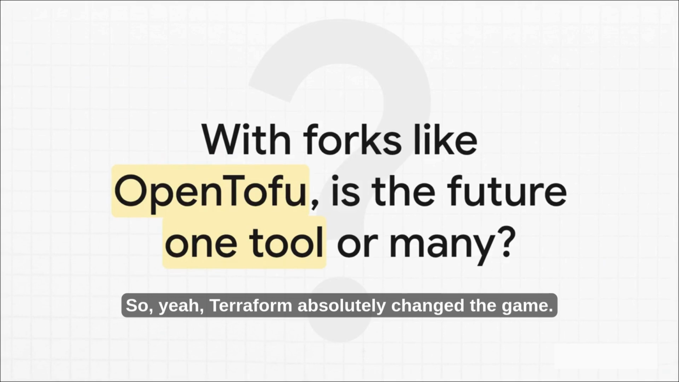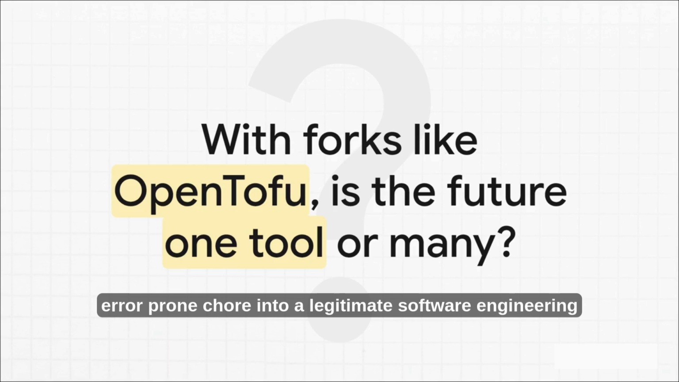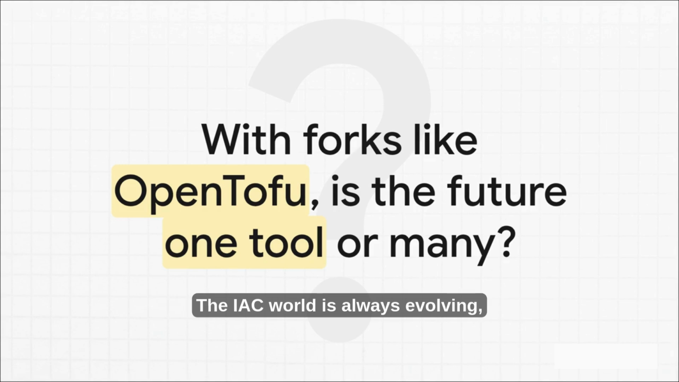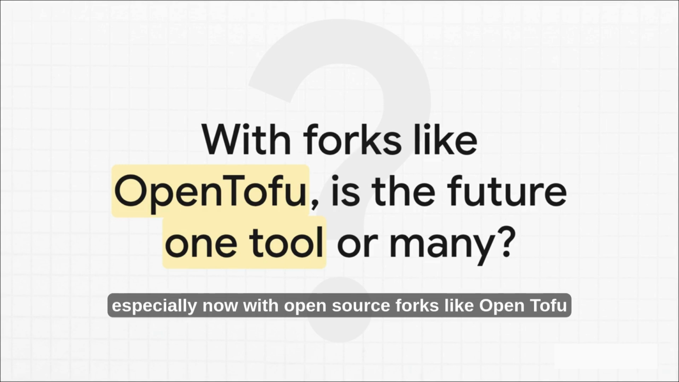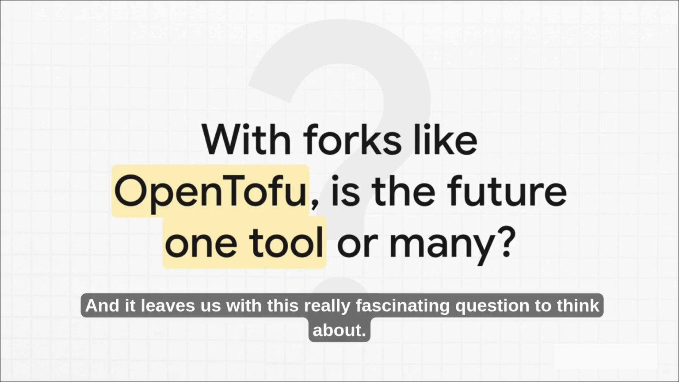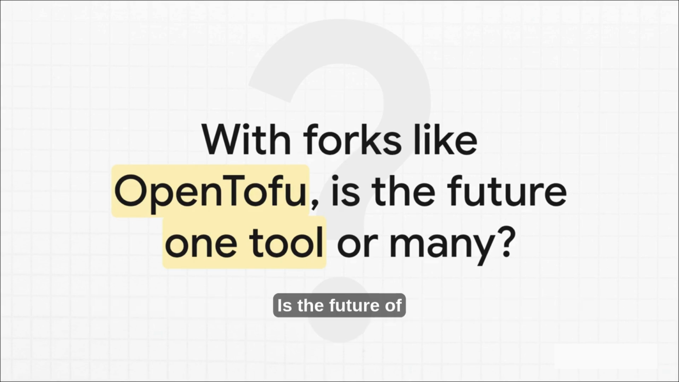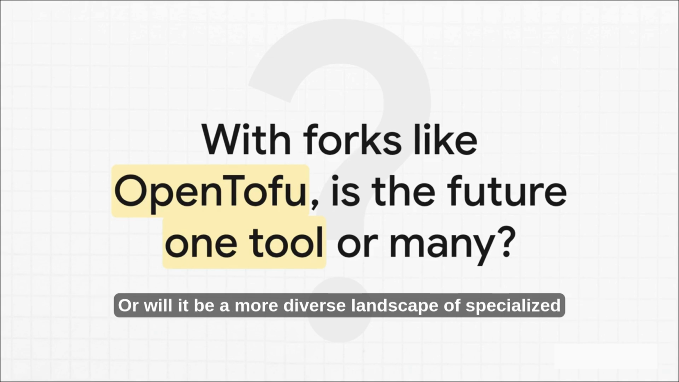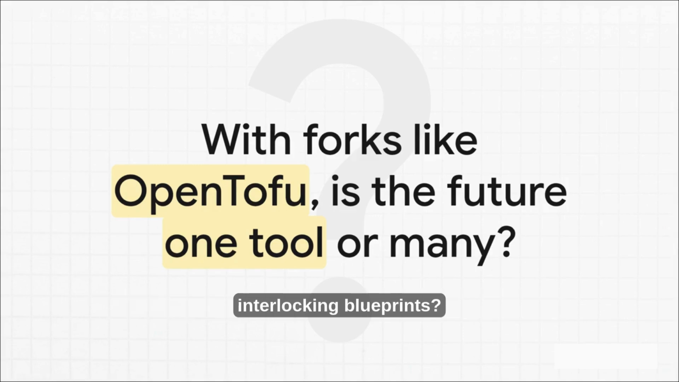So yeah, Terraform absolutely changed the game. It turned infrastructure management from a manual, error-prone chore into a legitimate software engineering discipline. But the story isn't over. The IaC world is always evolving, especially now with open source forks like OpenTofu emerging. And it leaves us with this really fascinating question to think about. Is the future of infrastructure going to be one single tool that rules everything, or will it be a more diverse landscape of specialized interlocking blueprints? It's going to be interesting to watch.